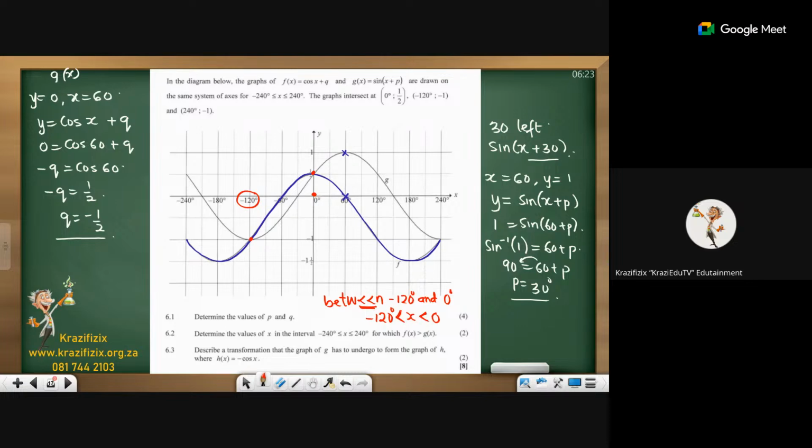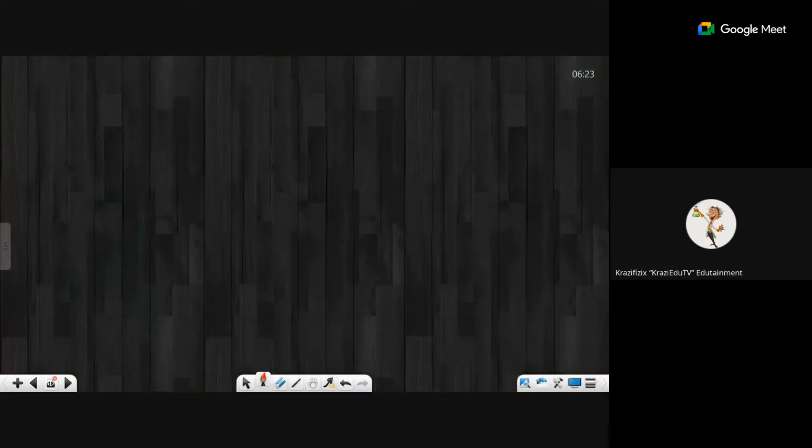The last question. Okay, I'm glad. Describe the transformation that g of x has to undergo to form the graph of h, if h of x is negative cos x. All right, this is very beautiful. What is g of x? Sine of x plus 30. I want you to see something. We want to convert sine of x plus 30 to negative cos x. All right, let's see something, my beautiful learners.